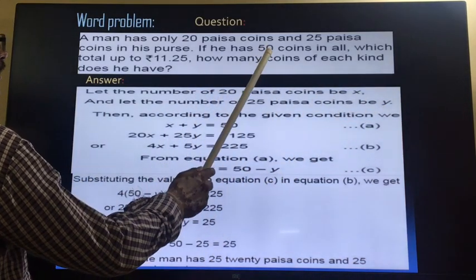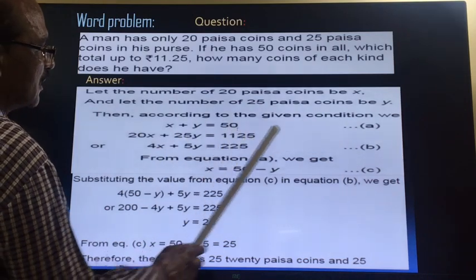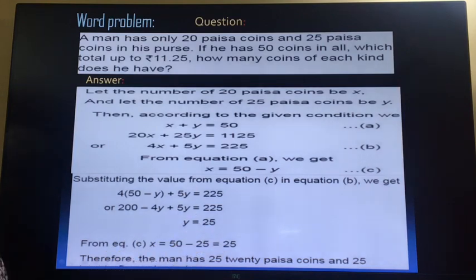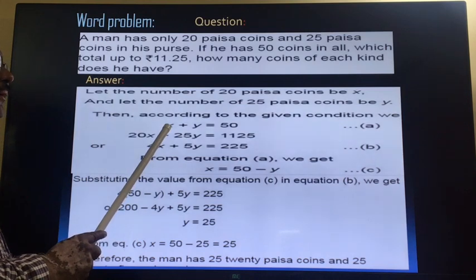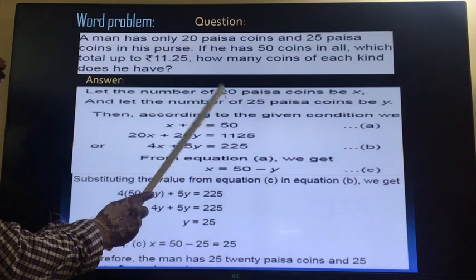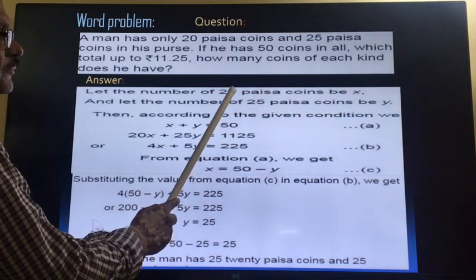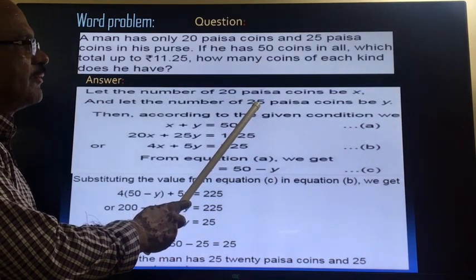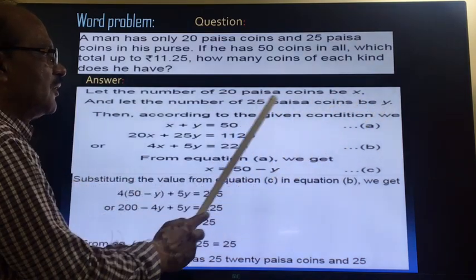So total coins were 50. So x coins plus y coins, total coins is equal to 50. So this is our first equation A, x plus y is equal to 50. The second equation we will make for value, because value is given. So x is the number of coins of 20 paisa. Value of one coin is 20 paisa, so value of x coins will be 20x. Similarly, value of one coin is 25 paisa, so value of two coins 25 into 2, value of 3 coins 25 into 3. So similarly, value of y coins will be 25 into y.